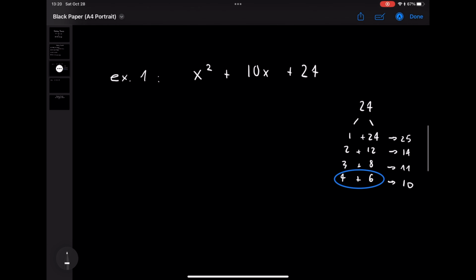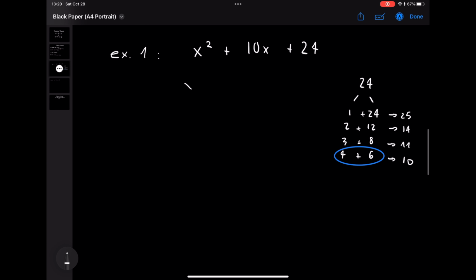So what we can do now is actually break down this trinomial. What we've got now would be x squared plus 4x plus 6x plus 24. And I wrote it this way because I basically just split up this 10 into a 4 and a 6. The value is still the same. It's just different numbers. So let's continue with that. Now we have to look at the greatest common factor, what we can take out.